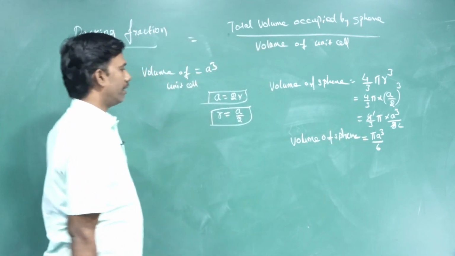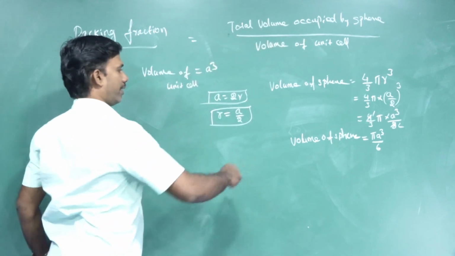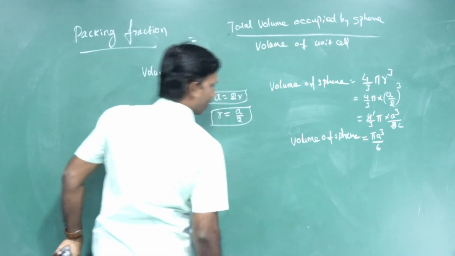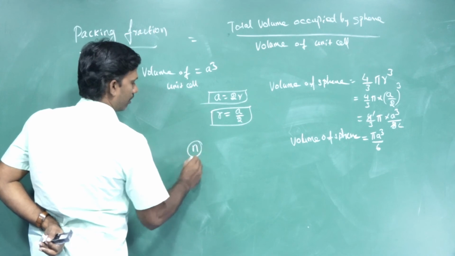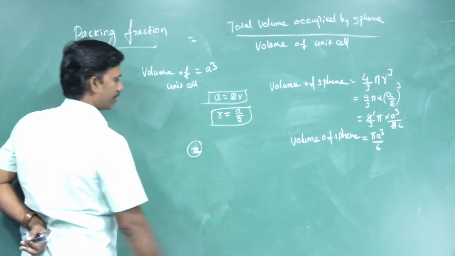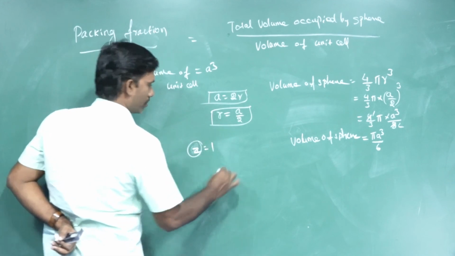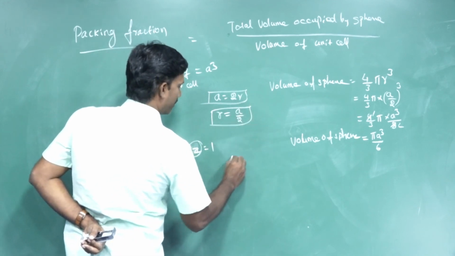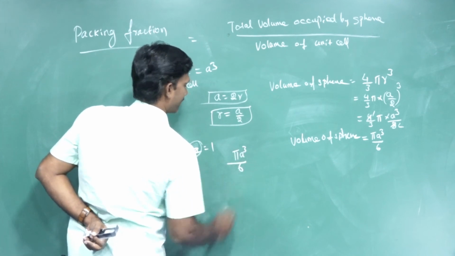Then the total volume occupied by the sphere. Total number of atoms present in the unit cell, n, that is the z value, which for a simple cubic is 1. So the total volume occupied by the sphere equals π a cube by 6.